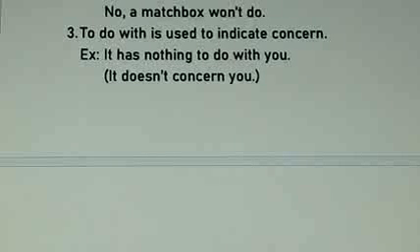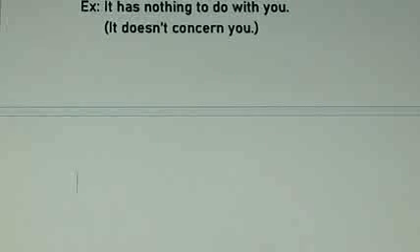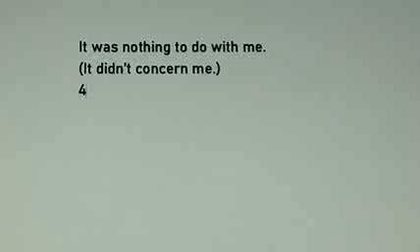Now let me give you another example by which it will be very easier for you to get. It was nothing to do with me. It was nothing to do with me. In this sentence, my dear children, it also means that it didn't concern me. Okay, it didn't concern me, right? I'm using didn't over here because the sentence that I have written over here belongs to the past tense. Okay, that's why. It means that it didn't, or you can also write did not as well. Didn't concern me. Right?